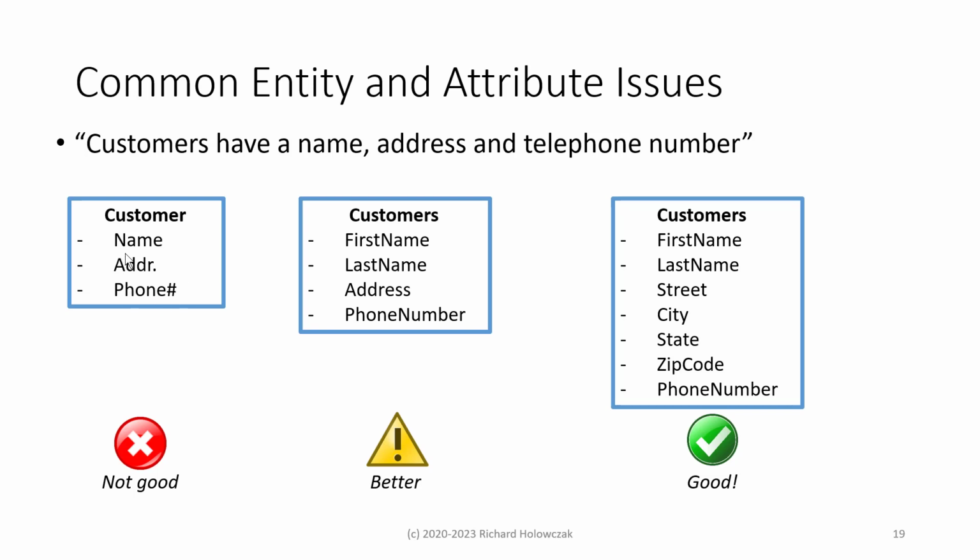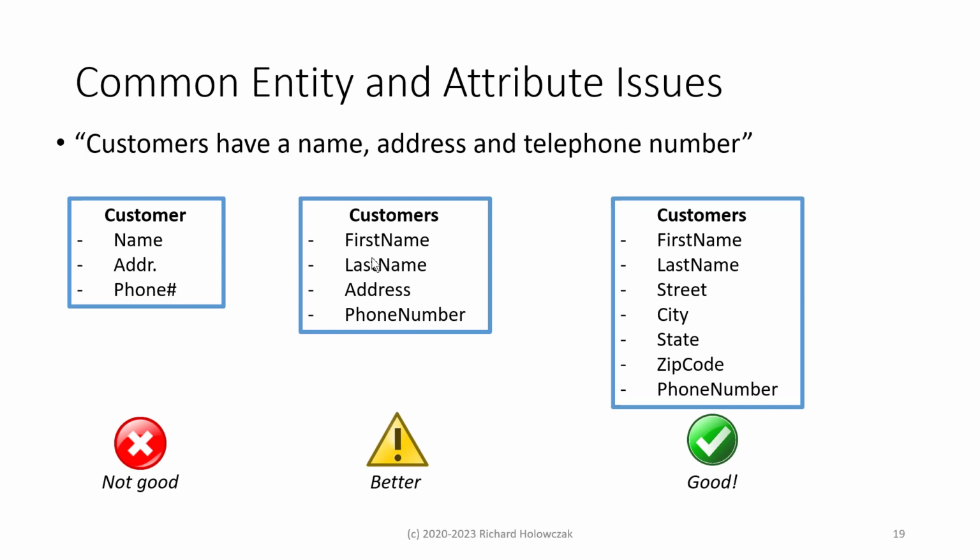A couple of reasons. First of all, yes, customers have a name, but we know that that name is going to be split into two parts, a first name and a last name. The second, as I've mentioned before, is we don't use abbreviations. This is not the time to start abbreviating. So we would want to write out address completely. And third, we don't use any other symbols like periods or, in this case, the pound sign or the number sign. We don't use those. We write it out with letters, okay? Phone, N-U-M-B-E-R, instead of the pound sign.